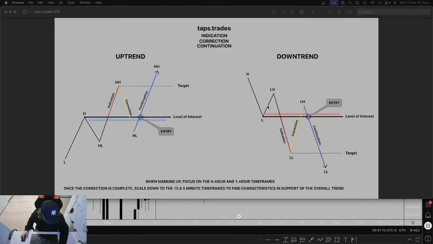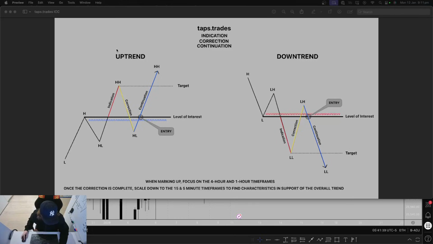Running through this quite quickly, we start with a high, then a low, creating a lower high, then a lower low. Once we create that lower low, we've got our first phase, which is the indication phase. At this point in time, we can draw our level of interest at that previous low. Again, guys, remember when I'm drawing this out, it's the 4 hour and 1 hour time frame. So we've got our indication. Now we're waiting for the correction. Correction happens, breaks above that level of interest, creating another lower high.